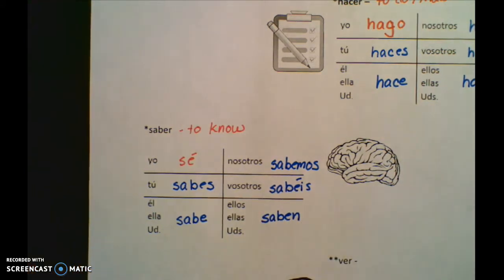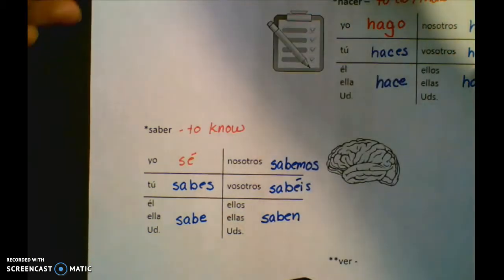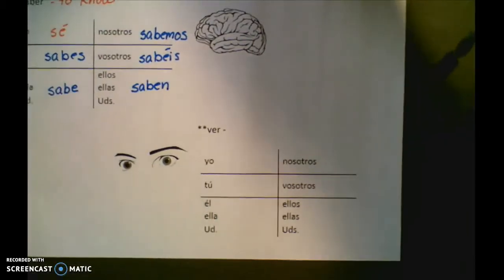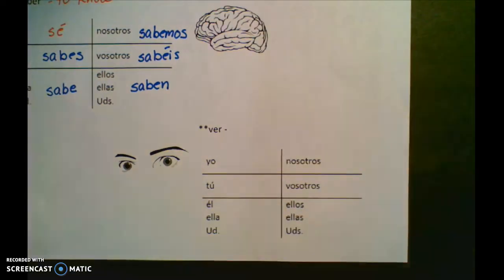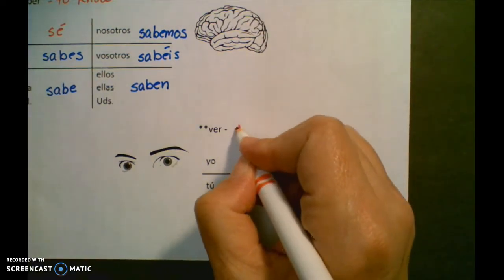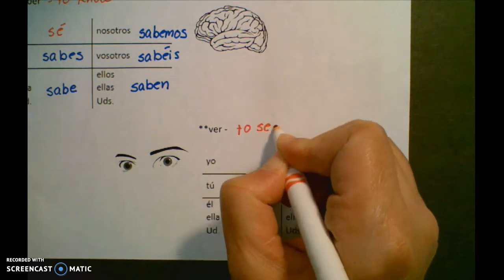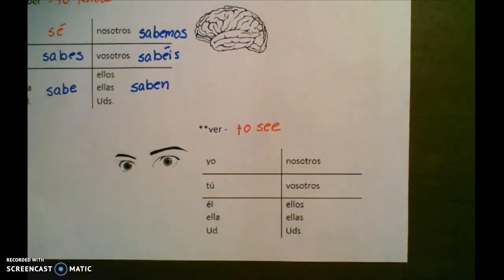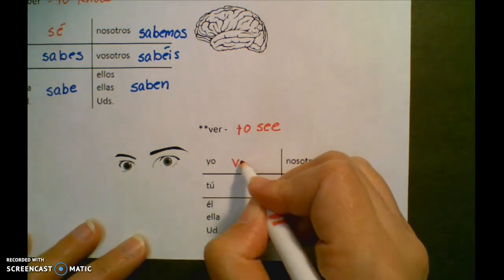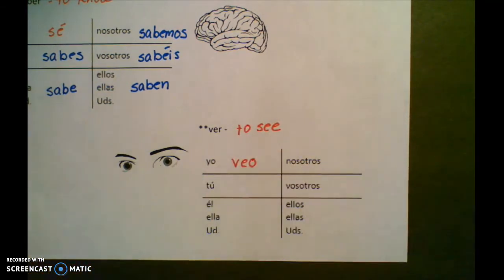Last one. All right, and the bell just rang. I'm hoping I can get this one before people get to my room. If not, you're going to hear people enter the room. Ver. Ver also has an irregular yo. Ver is to see. You also use it with like watch television. Okay. Ver, the irregular yo, is going to be yo veo. All right, that's what makes it irregular.